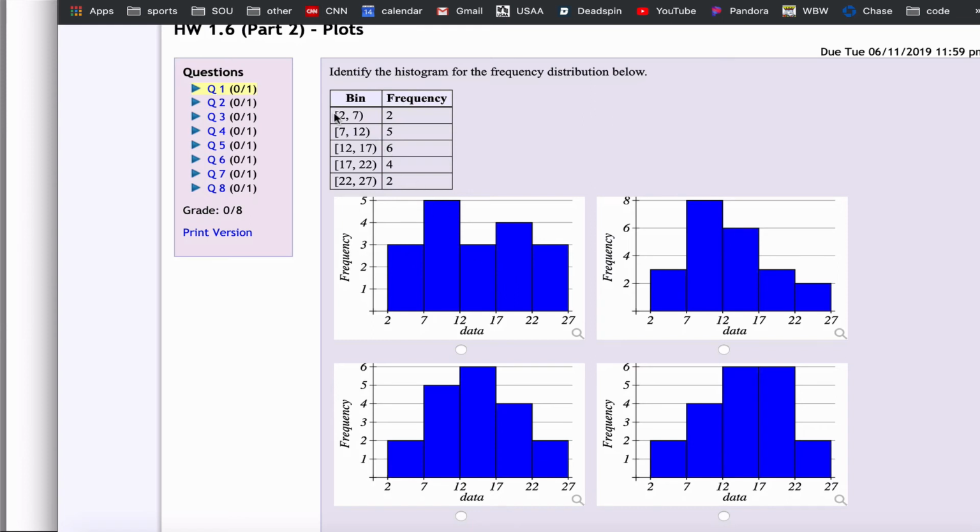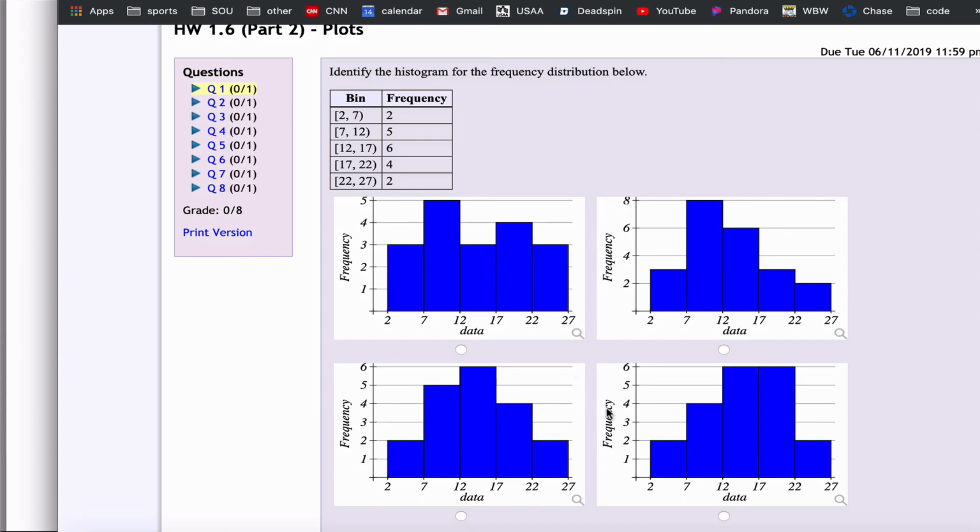A comment here, this is what's called interval notation. So the bracket means this includes 2, but the parenthesis means it doesn't include 7, which is exactly the standards we've been following, right? This says 2 to 7, but really it doesn't include 7. 7 goes in this box here. So ties go in the bigger bin. So that's what this interval notation indicates.